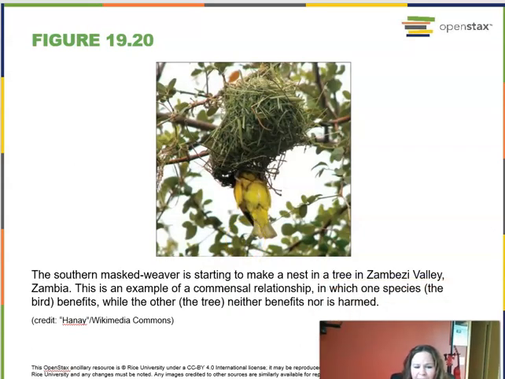Here's the southern masked weaver starting to make a nest in the tree. It's an example of a commensal relationship in which one species benefits while the tree is not harmed. It neither benefits nor is harmed, so it's more neutral for the tree.